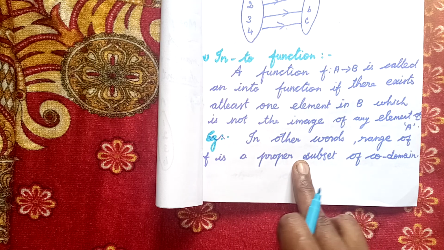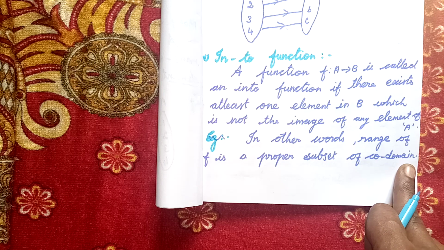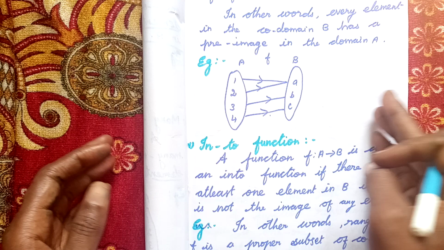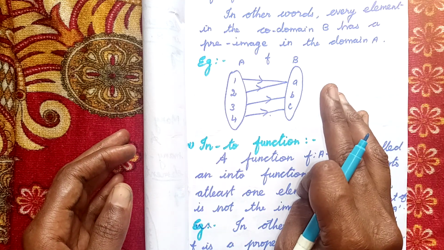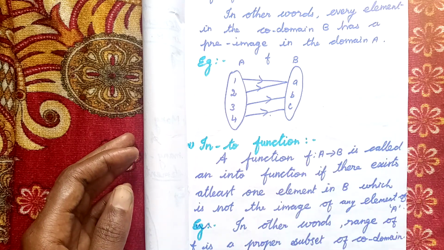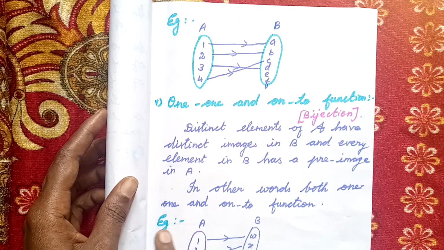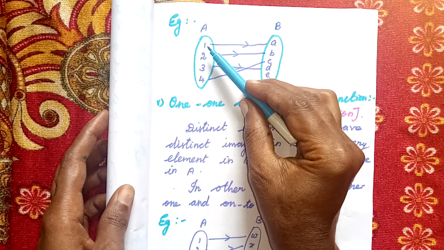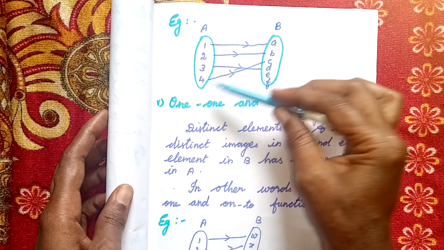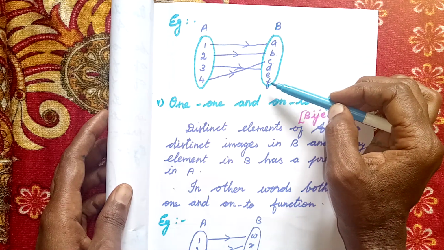In other words, the range of f is a proper subset of the codomain. Here, is the range equal to the codomain? No. Range is a proper subset of codomain means that is an into function. With one example I am explaining this. Listen students, set A is 1, 2, 3, 4. Set B is A, B, C, D, E, F.